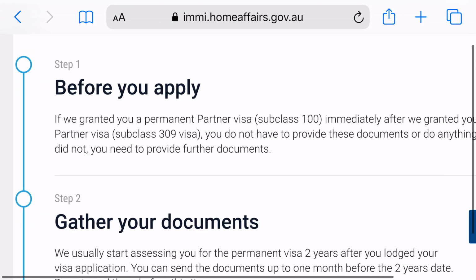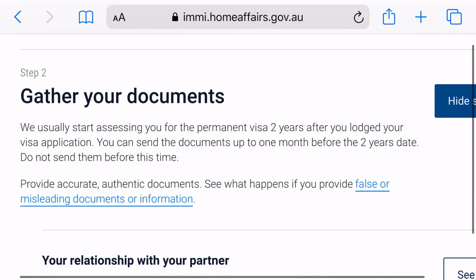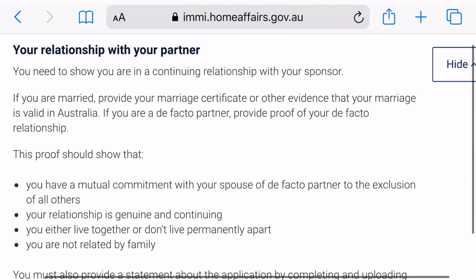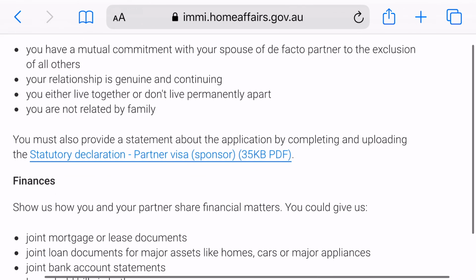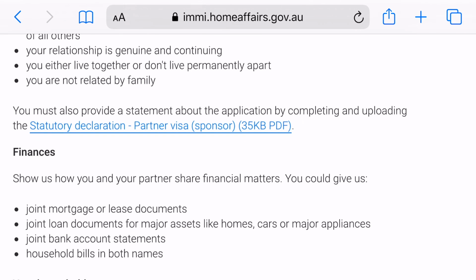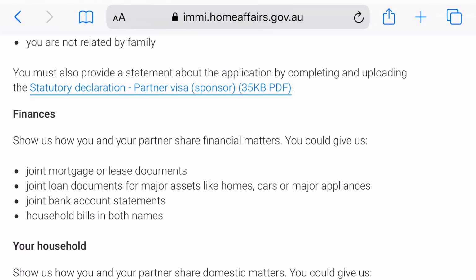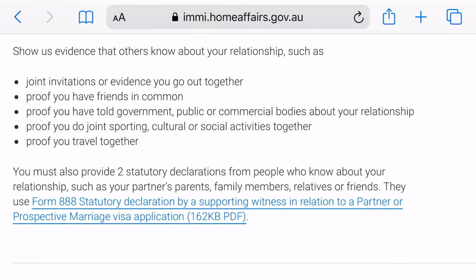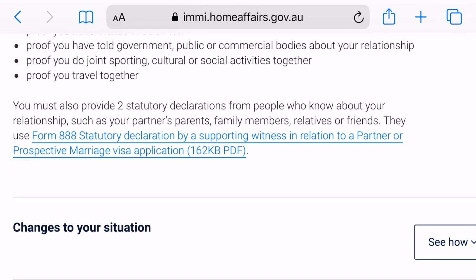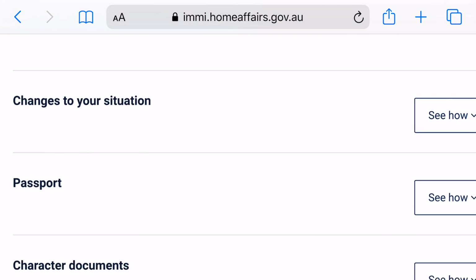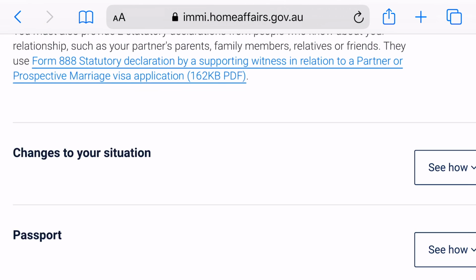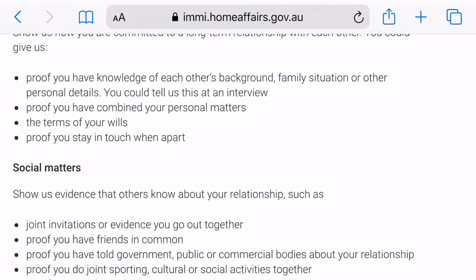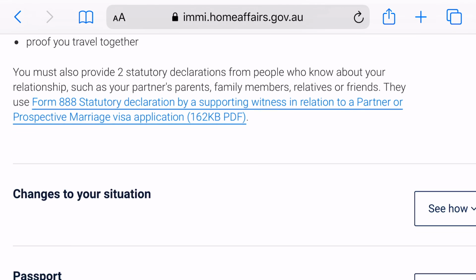For 309, the first thing is to gather your documents. Relationship with your partner, you have to prove it. And the statutory declaration form 35, for this I have already uploaded a different video so that you can check. And form 888, this I will definitely publish in future, and I'll include a link if I can do it right after this video.